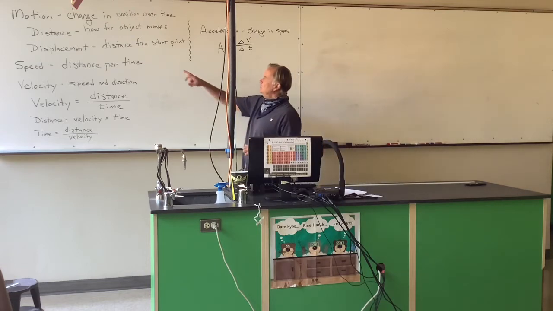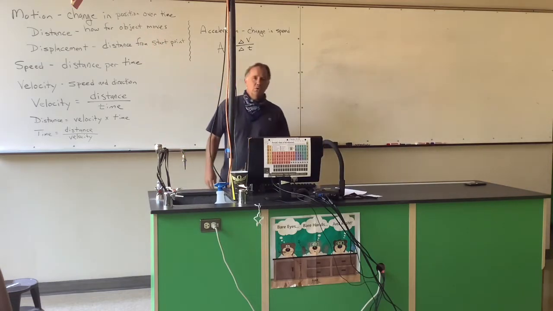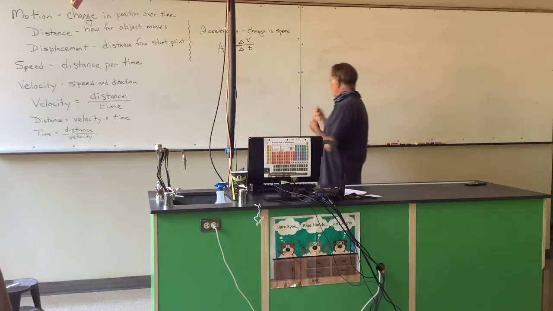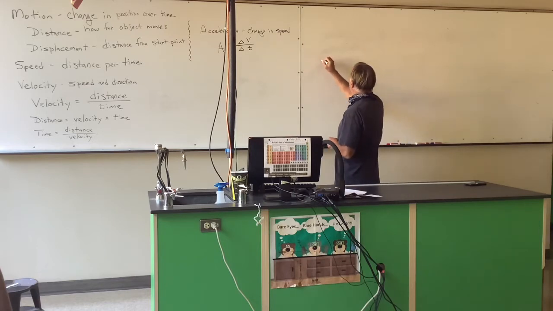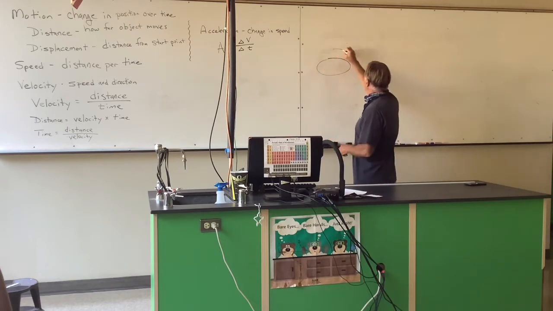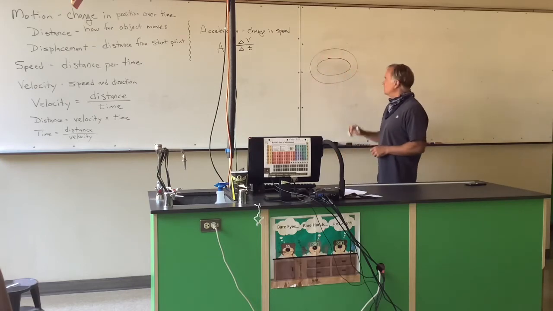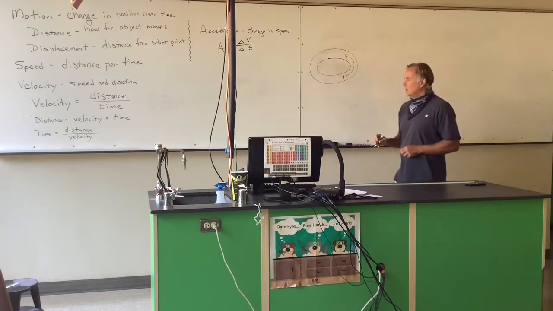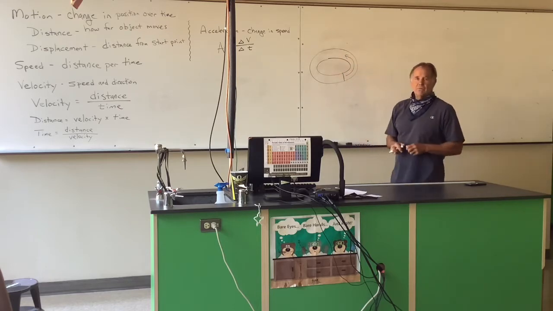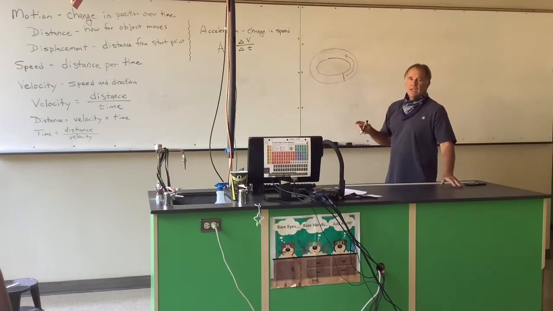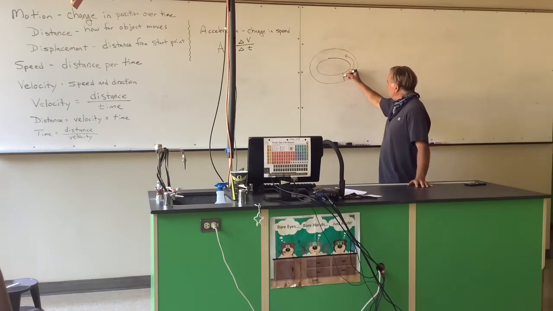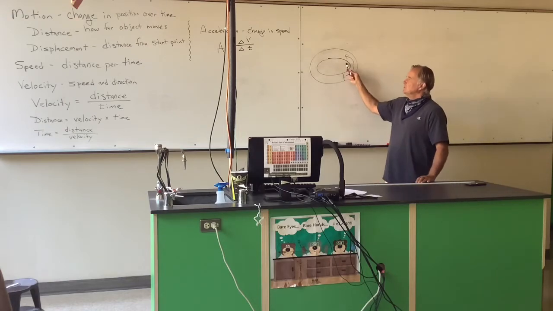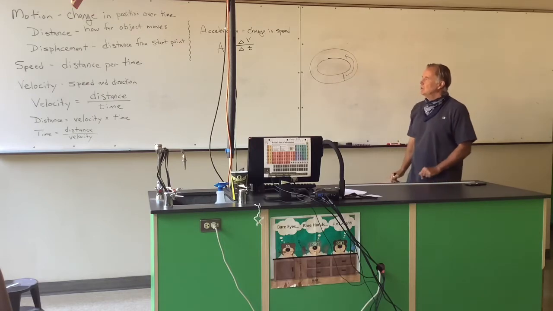There is a difference between distance, which is how far something moves, and displacement, which is its distance from the starting spot. For example, take someone running on a nice oval track. It's 400 meters around that track. If I start here and run all the way around, the distance I've traveled is 400 meters. But if I come back to that exact same spot, my displacement would be 0. So make sure you note that difference between distance and displacement.